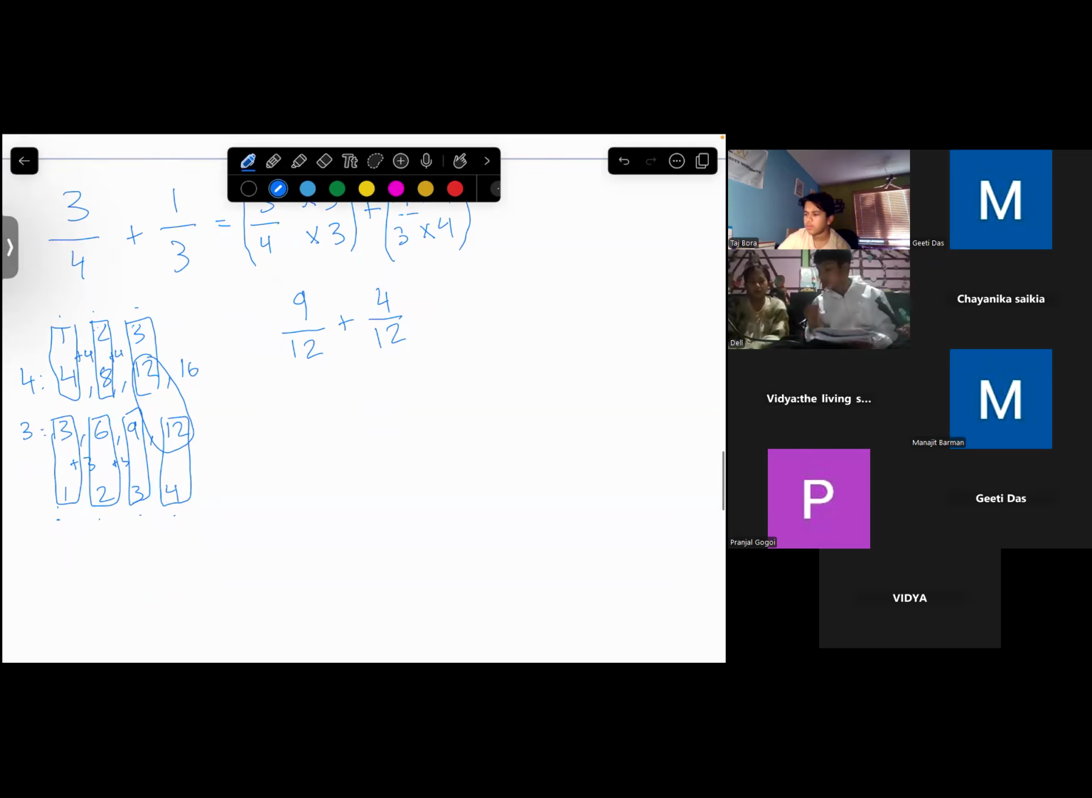So the bottom, they are both the same, and it will keep the same. So you can write it like this. The bottom will always be the same once you make it the same. Then 9 plus 4 is the only thing you are adding, and this would be 13. This is an improper fraction, but we will get into improper fractions later. But right now, 13 over 12 is your answer.